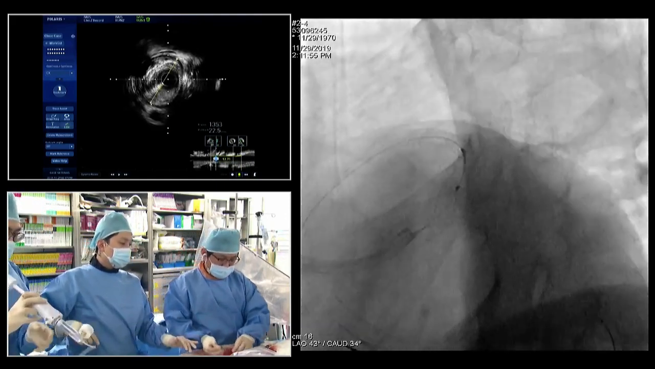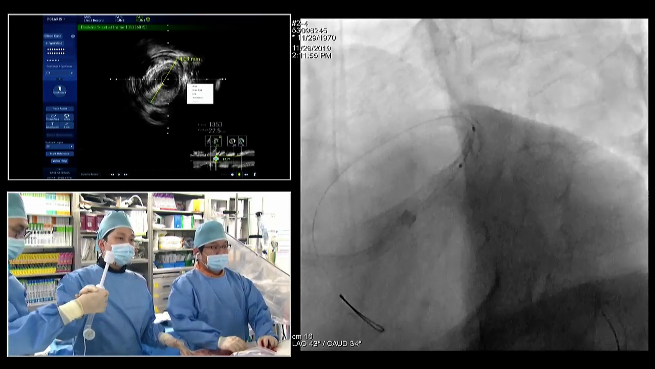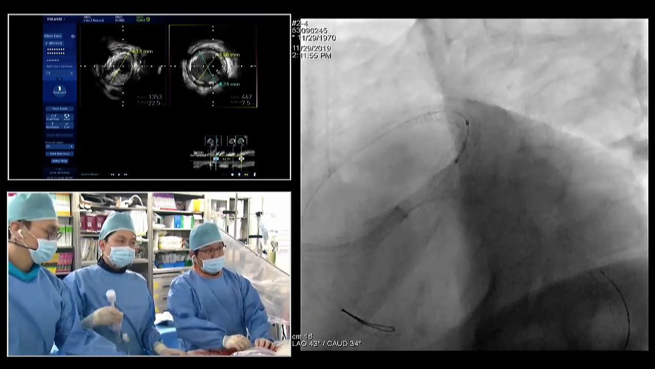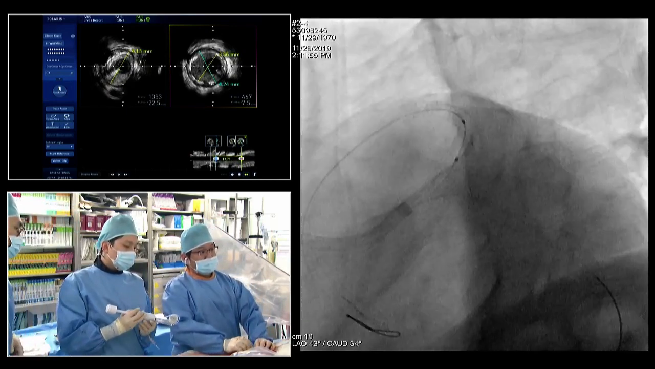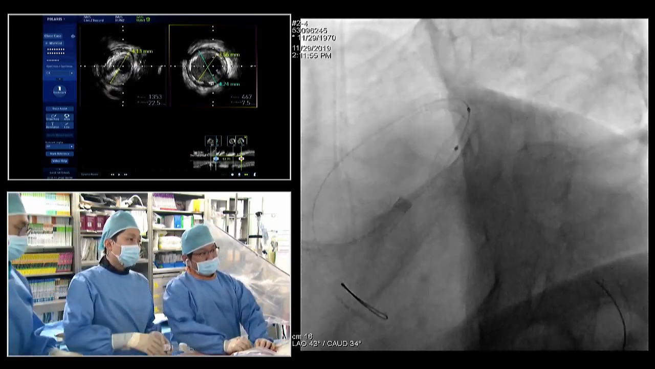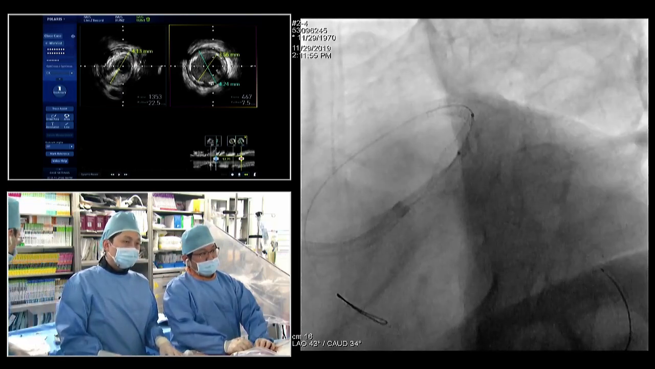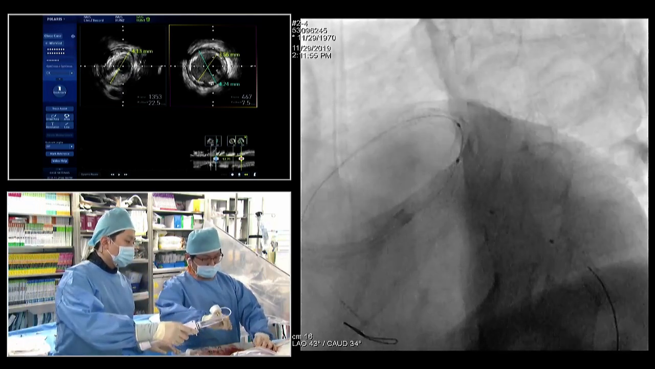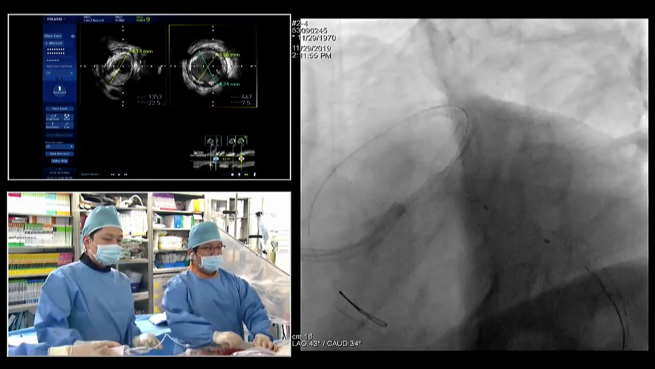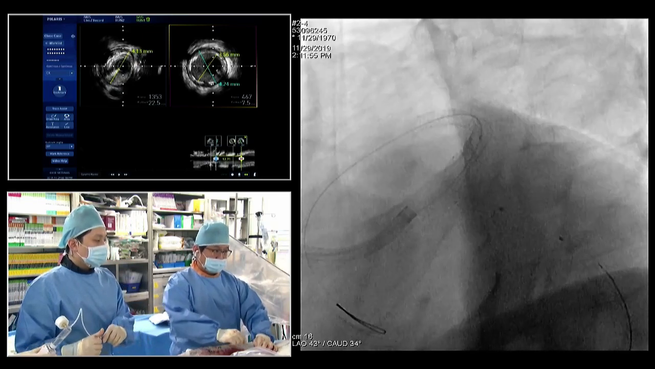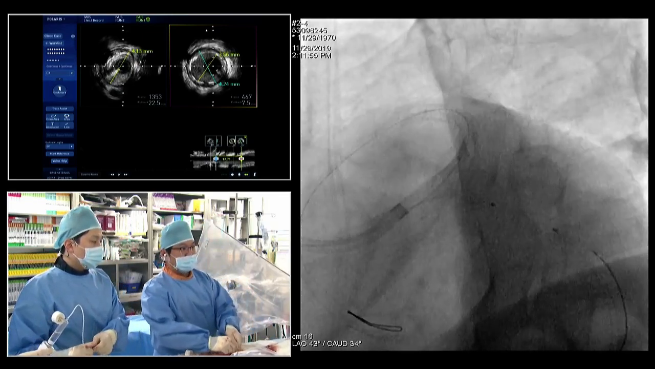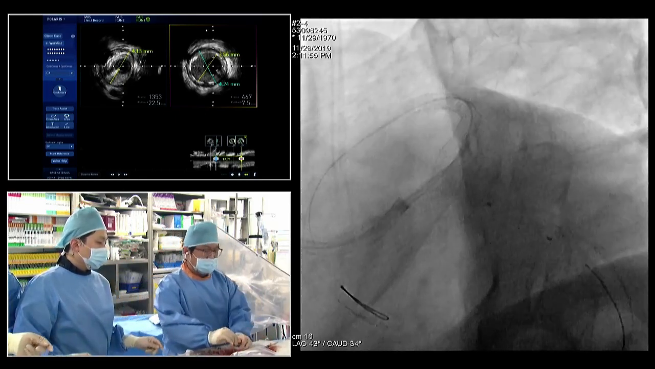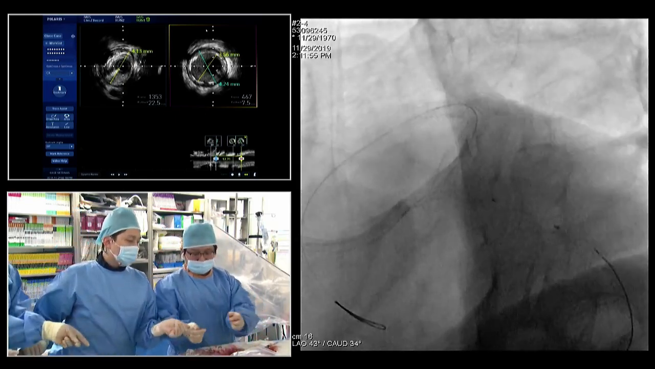What about the LED side, size-wise, balloon? LED is 4.0. Now I've inserted the stem balloon, 3.25 stem balloon. After the 3.25 balloon to the circumflex, I'd like to change to the 4.0 high pressure balloon. Please give me the 4.0 high pressure balloon. 4.0, 3.25.